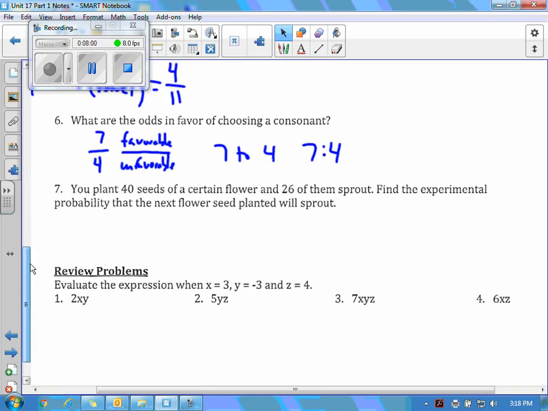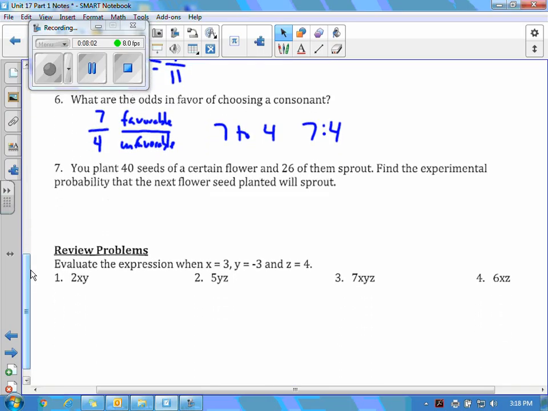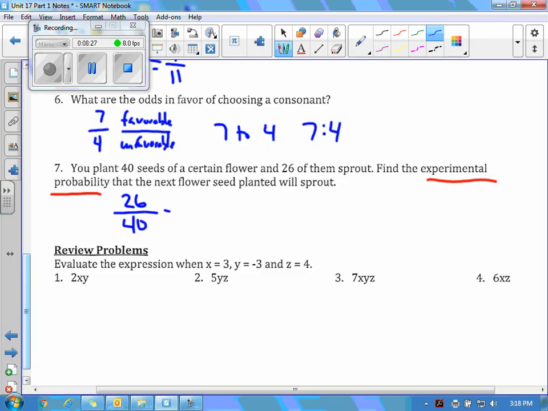Number 7 says you plant 40 seeds of a certain flower and 26 of them sprout. Find the experimental probability of the next flower seed planted will sprout. First off, make a note that it tells us this is an experimental probability because you're actually planting flowers. You plant 40, 26 of them sprout. So we put the number of trials that actually worked out, which is 26, over the total number of trials, and then I just need to reduce that, and I get 13 over 20.